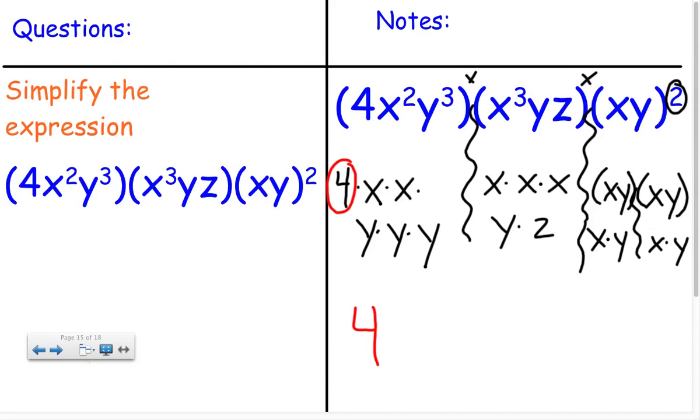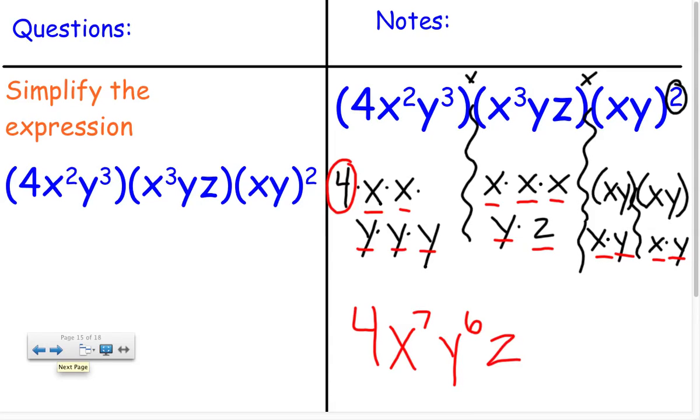Count my x's: 1, 2, 3, 4, 5, 6, 7. Count my y's: 1, 2, 3, 4, 5, 6. And count my z's, which is just the 1. So you can put z or you can put z to the first. The book would just write z. So 4x to the 7th, y to the 6th, z is your answer.